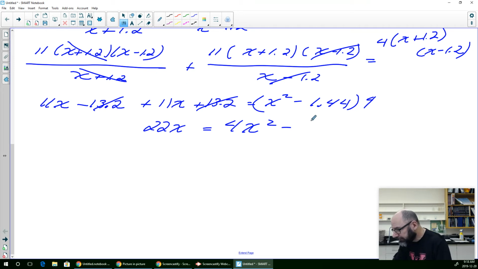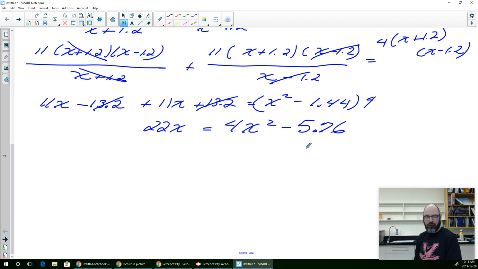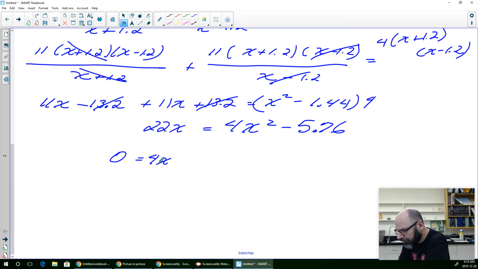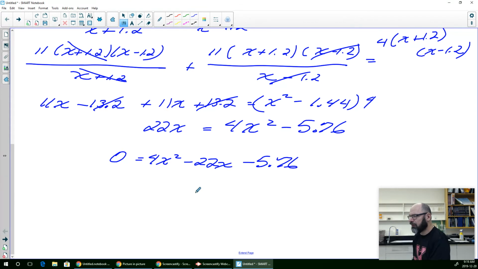5.76. And here we have a quadratic equation to solve now. So this is where you're going to have to use the quadratic formula. So what we do is we take this number and bring it over to this side to get a quadratic formula. So we subtract 22x from both sides. So we got 4x squared minus 22x minus 5.76. Okay, now we have to solve for x.